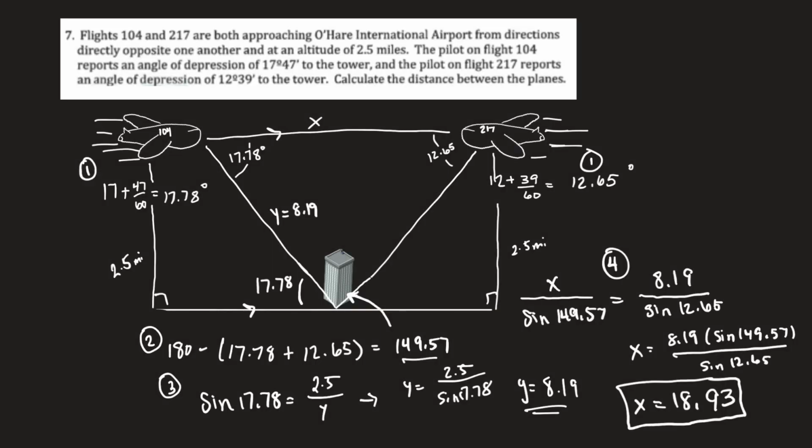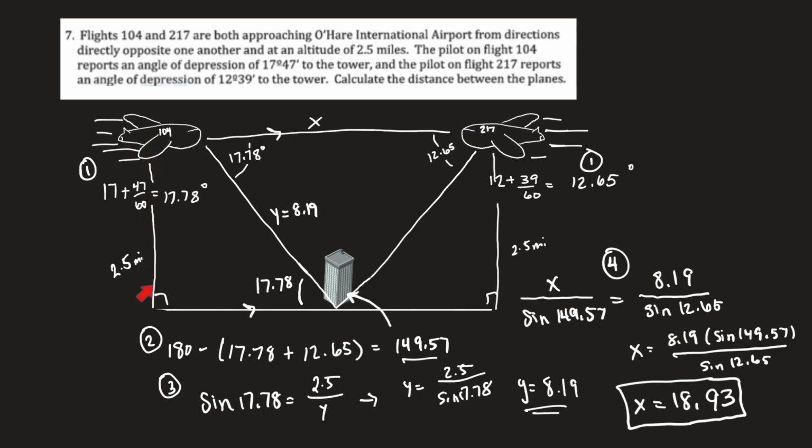Number 7, this is one of the questions we did from the word problems. We had two airplanes flying towards each other, flight 104 and flight 217. I drew the triangle. Basically, I want to know how far apart the planes were, and I know that they're flying towards an airport, and so we know that the distance for each plane is this distance to the airport.